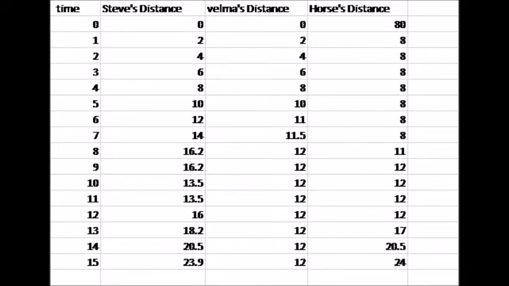So x is domain, and domain is time. So the domain of this function would be 0 through 15 because my time goes from 0 to 15 seconds. The range would be 0 to 24 because that was the length of the racetrack, or distance, which is my y value.